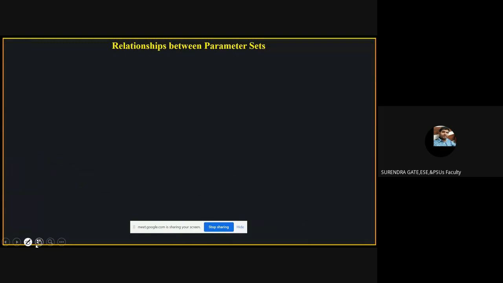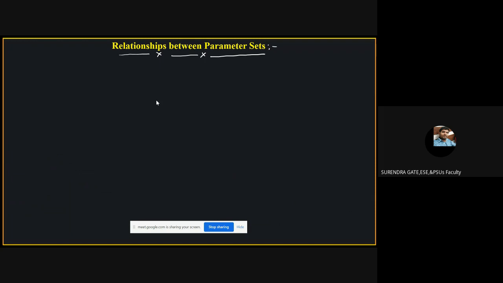Then one more important topic with respect to two-port networks is relationships between the parameter sets, that is various parameter sets. For the time being, I don't want to derive all the relations. I will just give some idea, one or two parameters. Then the remaining relations I will directly give in one tabular column. But there is no need to memorize that tabular column. If you want, you can try to remember that tabular column.